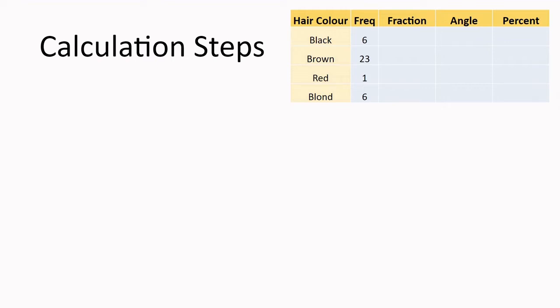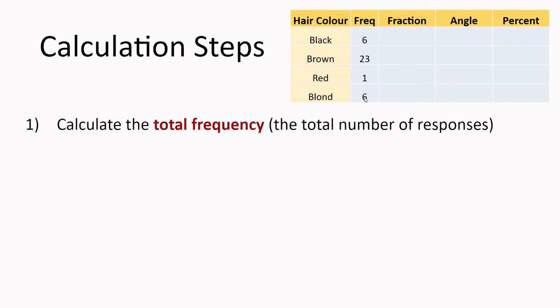Before we even start drawing the pie chart, we need to do our calculation. And to do that, you may want to extend your frequency table like I've done here. My question is how many people have black hair, brown hair, red hair, or blonde hair? And these are the number of frequencies for my results. From there, I can work out the total frequency, the total number of responses, or the sample size. This all adds up to 36, so there must have been 36 people, assuming nobody was bald.